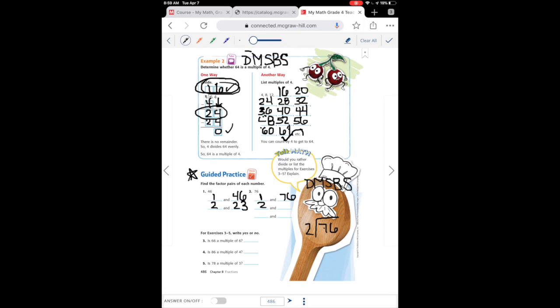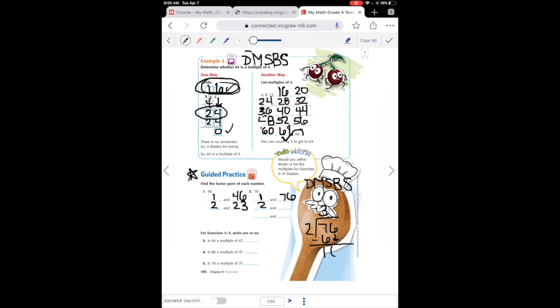7 divided by 2. How many groups of 2 can I put into 7? Or 2 times what number gives me 7 or gets me as close to 7 as I can be? Anything? 3? Good job. If you said 3, you're on the right track. So now we need to multiply. 3 times 2. Subtract. 7 minus 6 is 1.